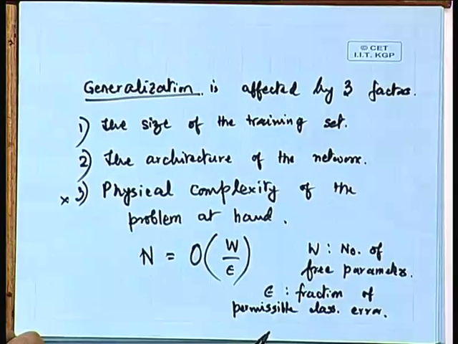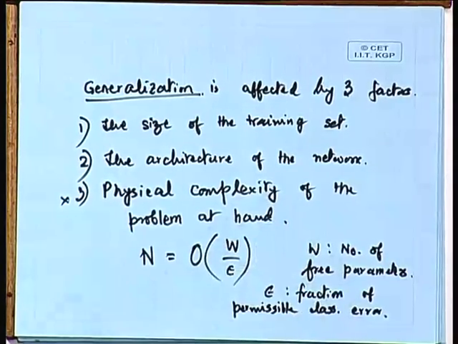So, naturally, if you want the fraction of permissible classification error to be very low, then you have to go in for a very large training set for good generalization. And the other thing that one can study is to keep the size of the training set fixed and then find out the architecture.